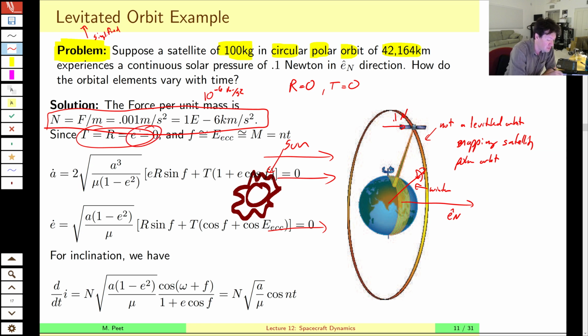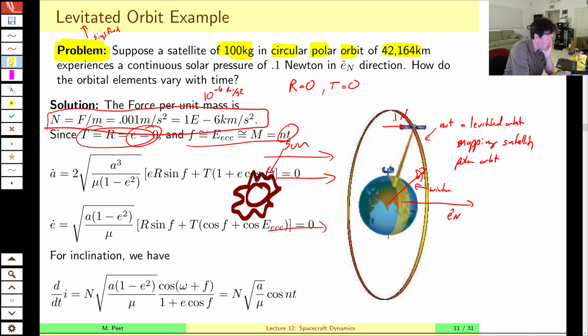Eccentricity is 0. Our true anomaly is the same as our eccentric anomaly, which is the same as our mean anomaly. It's just nt, so we can simplify that expression. And so now we can look at the various perturbations to the various orbit elements.